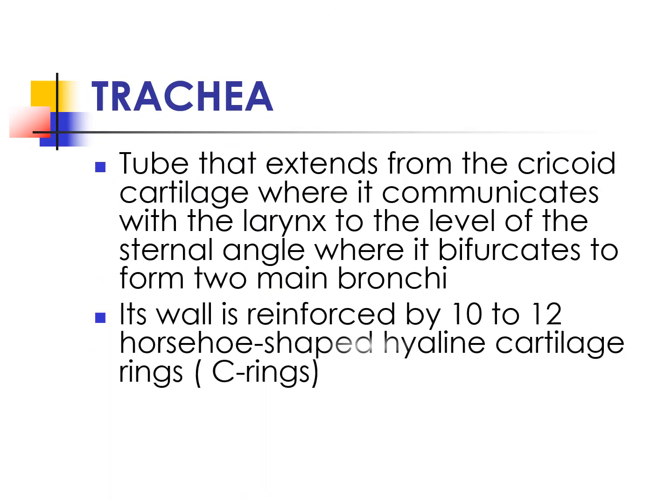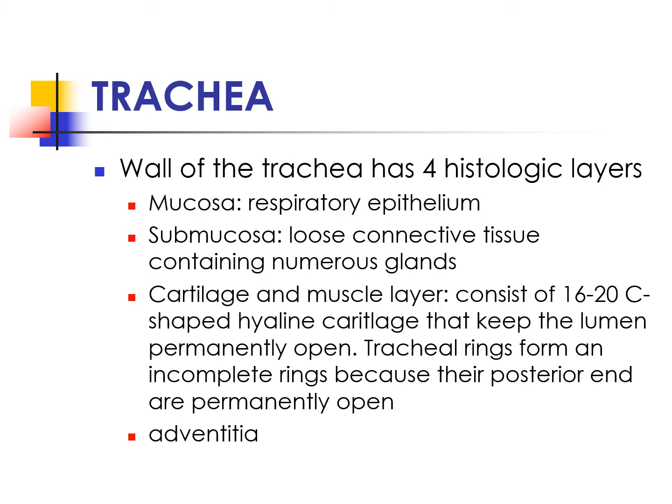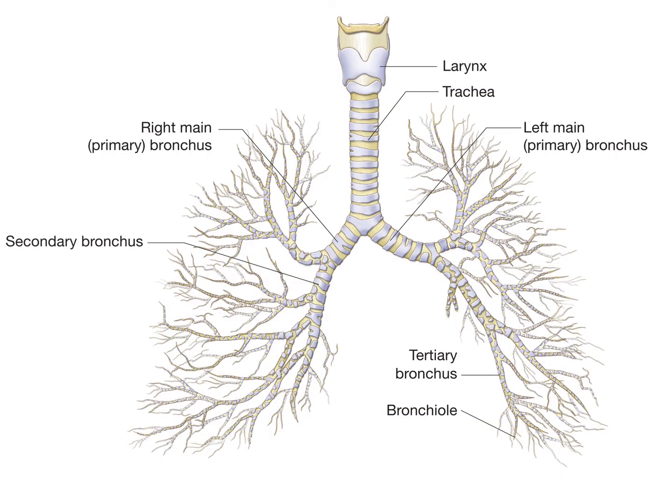Next, we have the trachea. Trachea is a tube and it consists of 4 histologic layers. We have the mucosa, submucosa, cartilage and muscle cell layer, and adventitia. So dun sa cartilage and muscle cell layer, it is composed of 16 to 20 C-shaped hyaline cartilages that keep the lumen permanently open. So ito yung trachea, yan yung horseshoe or C-shape. So yan daw ay 16 to 20.